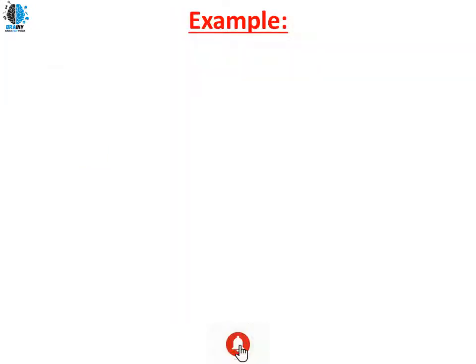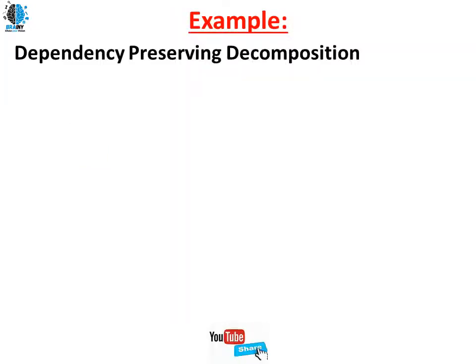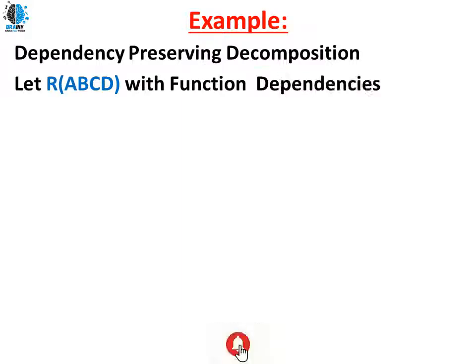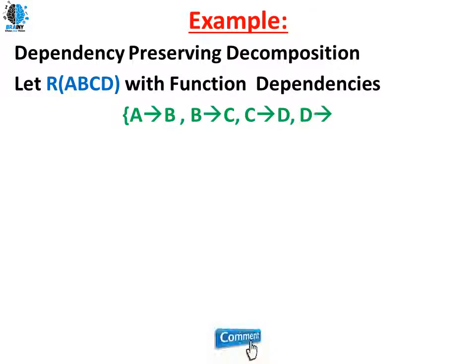Let's see an example of dependency preserving decomposition, that is, whether after decomposition our dependencies are preserved or not. Let's consider a table R having four attributes A, B, C, D with functional dependencies A goes to B, B goes to C, C goes to D, and D goes to B. So these are the functional dependencies of a table having four attributes A, B, C, D.